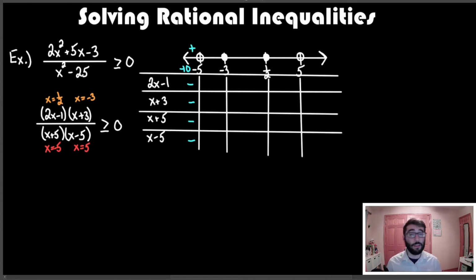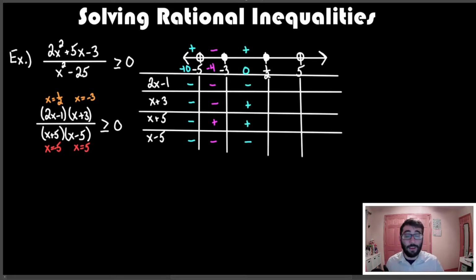So I need to test some value less than -5. I chose -10. When I plug in -10 for x in each of these 4 factors, all 4 of them are negative, which turns that entire interval into a positive. From there, I tested some number in between -5 and -3. -4 seemed like the obvious choice. When I plug -4 in for x in all 4 of these factors, 3 of them ended up becoming negative. Only 1 of them was positive, which means the overall interval is negative, because there was an odd number of negatives, that's going to stay negative.